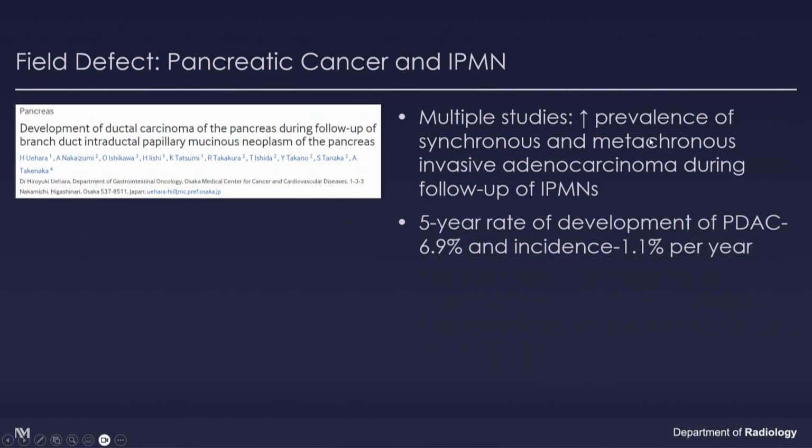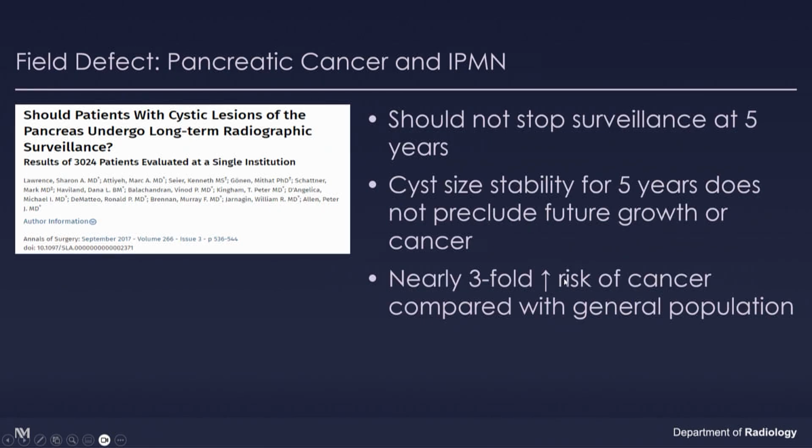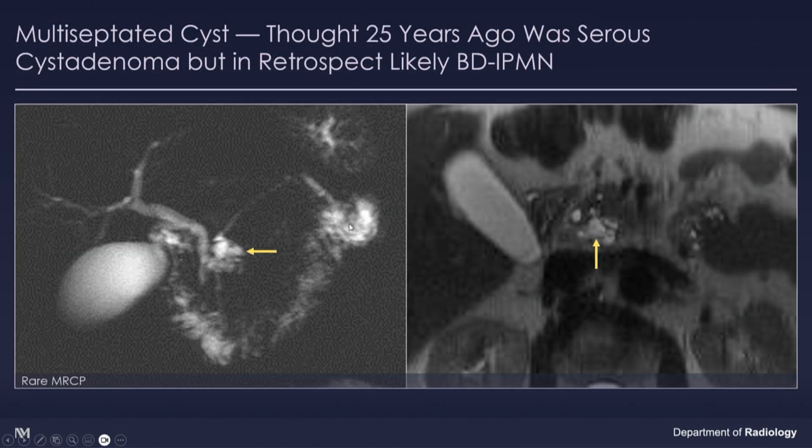Multiple studies showed that there's increased prevalence of synchronous and metachronous cancers developing in following these patients. At 5-year follow-up, these patients developed 7% and an incidence of about 1% a year. This article actually says you shouldn't stop surveillance at 5 years, as I'll show you. Some of the guidelines suggested stopping at 5 years, but in this particular article, 5-year stability, in fact, didn't mean that the patient wasn't going to get cancer, and the patients had a 3-fold increased risk of cancer compared to the general population.